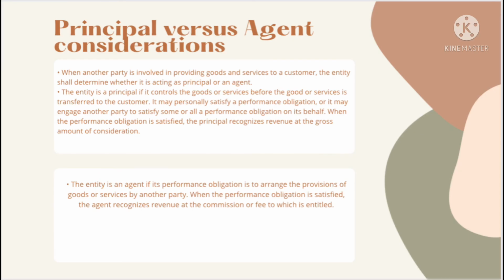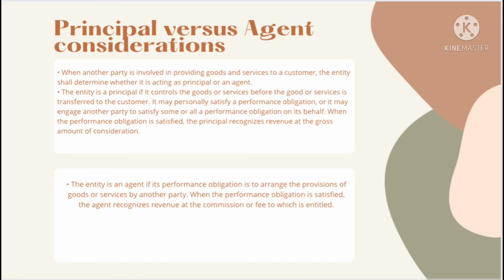Principal versus agent consideration. So first, i-differentiate muna natin kung ano ba ang principal at agent. A principal, sabi dito, a principal may personally satisfy a performance obligation or it may engage another party to satisfy some or all of performance obligation on its behalf. So, the second one, the entity is an agent if its performance obligation is to arrange the provision of goods or services by another party. So, meaning, pag principal, siya yung entity na may control sa mga goods or services before i-transfer ito sa customer. So, kapag na-perform na niya, i-recognize ni principal yung revenue as gross amount.